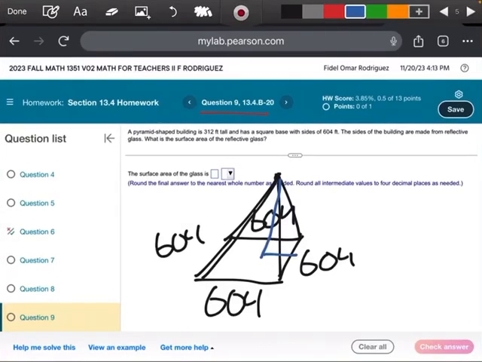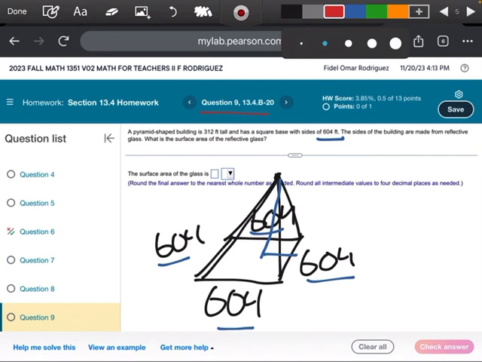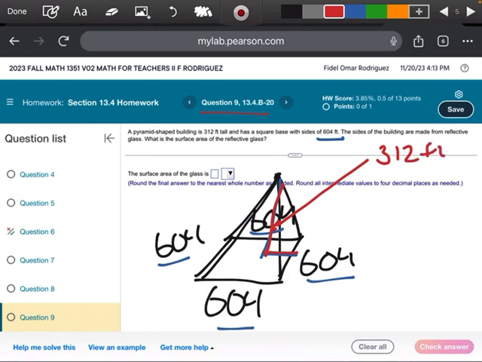All right, y'all, this is problem number 9 out of 13.4. The question says a pyramid shaped building is 312 feet tall, has a square base of 604. So if you notice, y'all, I made sure that all the bottoms were 604. And it says that the height, so this height right here, y'all, is 312 feet.